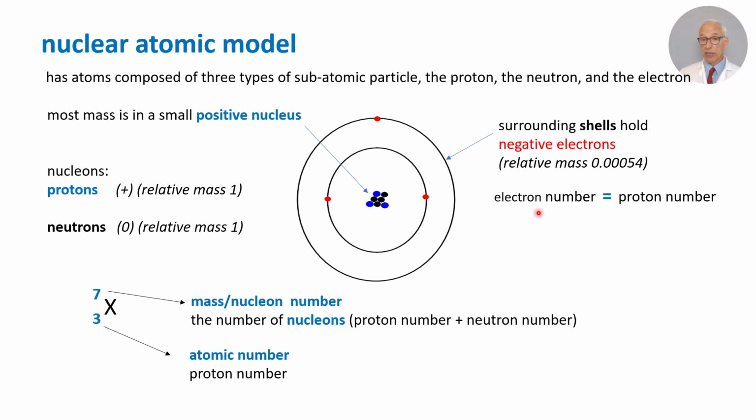Now, in an atom, the electron number equals the proton number. So if we look at this example, 1, 2, 3 electrons, 1, 2, 3 protons. That is true for all atoms. Thus, an atom has no overall electrical charge. The number of negative electrons is equal to the number of positive protons. So therefore, there is no overall electrical charge in an atom.